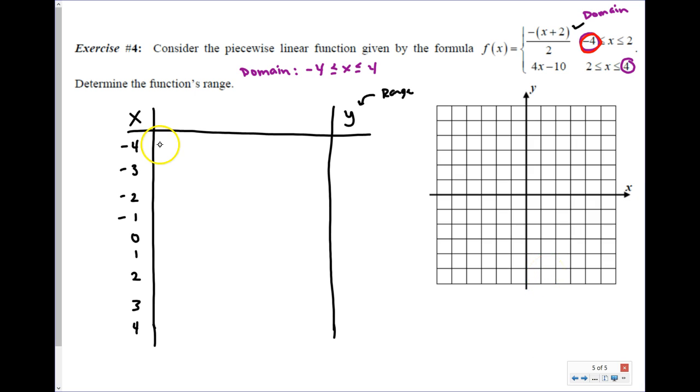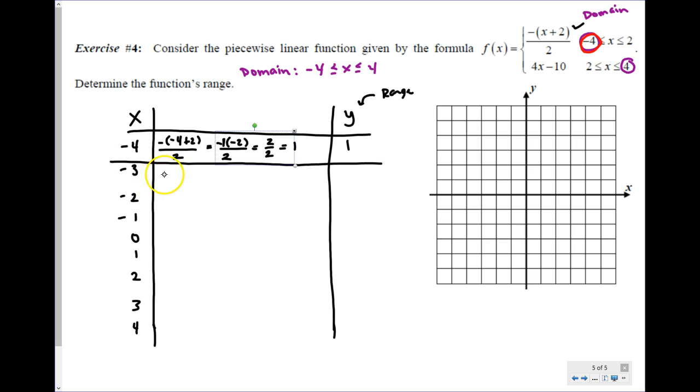So the first one, I'm going to have -4 plus 2 over 2. That becomes -2 over 2. This is like having a little invisible -1, so when I multiply them I get a +2 over 2, so I get 1. So my first y value is 1.